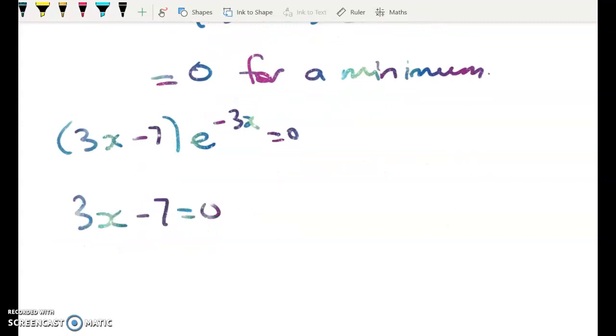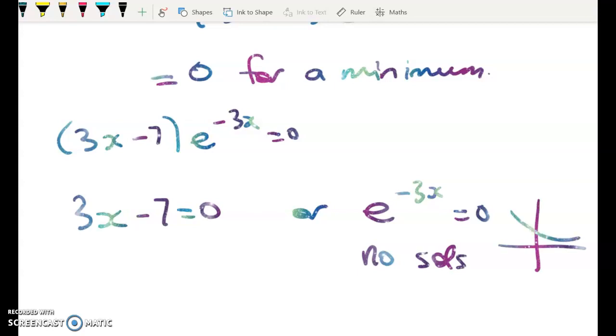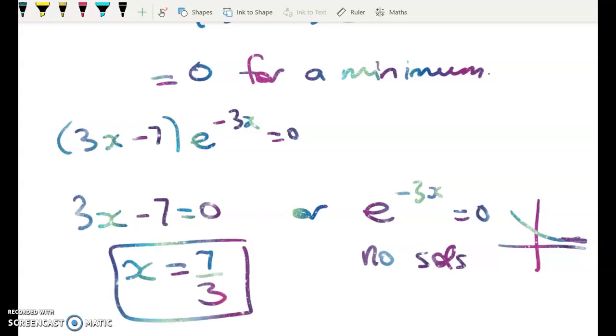3x minus 7 equals 0, or e to the negative 3x equals 0. No solutions here, because that curve never touches 0, and this one here gives me a solution of x equals 7/3. Okay, so that's the x coordinate.